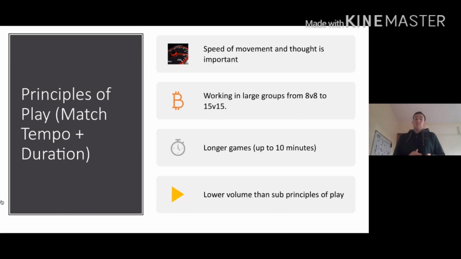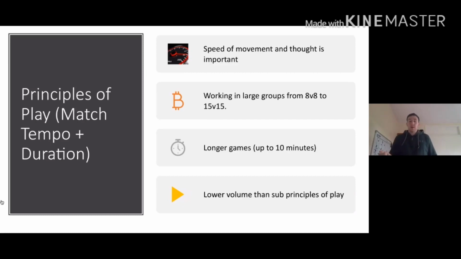On the sub-principles of play, we're working in smaller groups, so maybe from 1v1 all the way up to 8v8. On our principles of play, we want to work on larger groups, so we want to work on the principles all together, from 8v8 up to 15v15. These would be longer games, up to 10 minutes long, whereas when we're working on our sub-principles of play, we want them to be short and snappy, so maybe 4 or 5 minutes long.